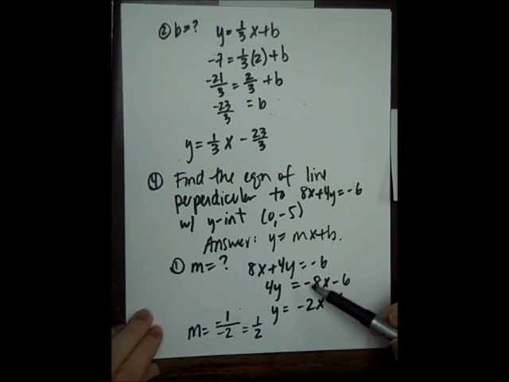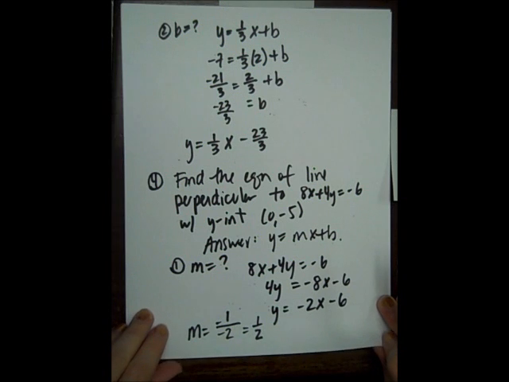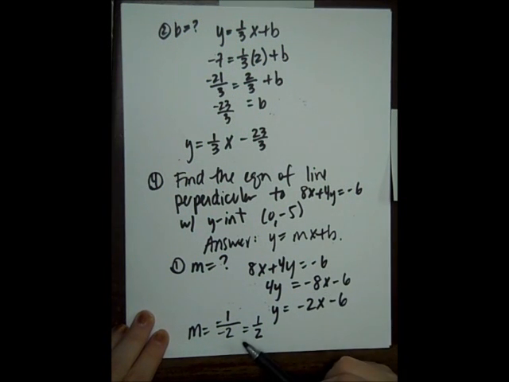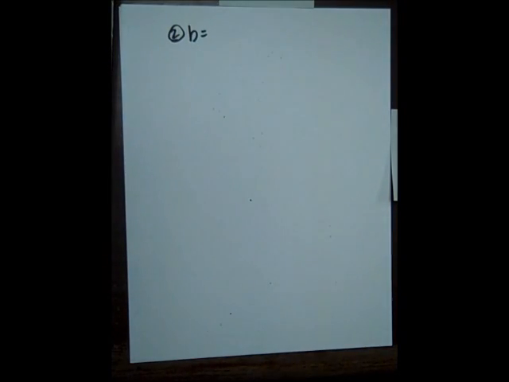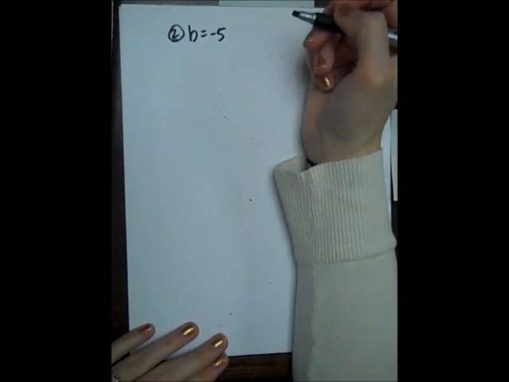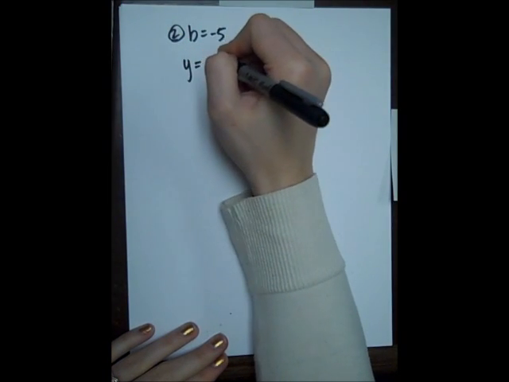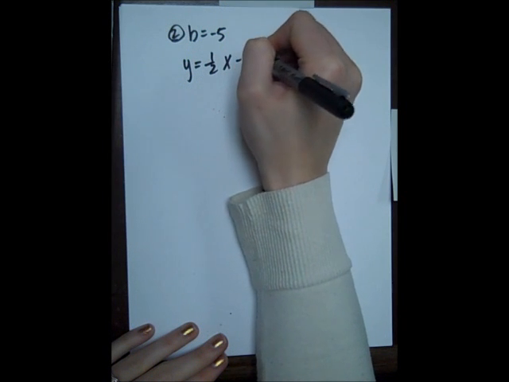So I put my line in slope-intercept form so I could find the slope, then took the negative reciprocal and got 1/2. Next I need to figure out what is b. Well, in the problem I told you the y-intercept is (0, -5), so b is -5, which tells me my line is y equals 1/2 x minus 5.